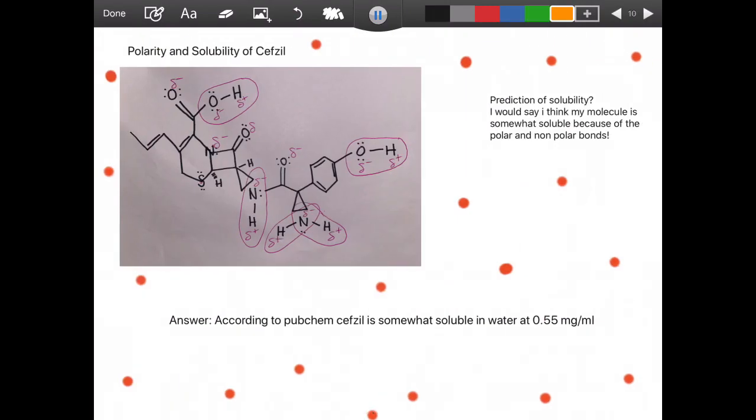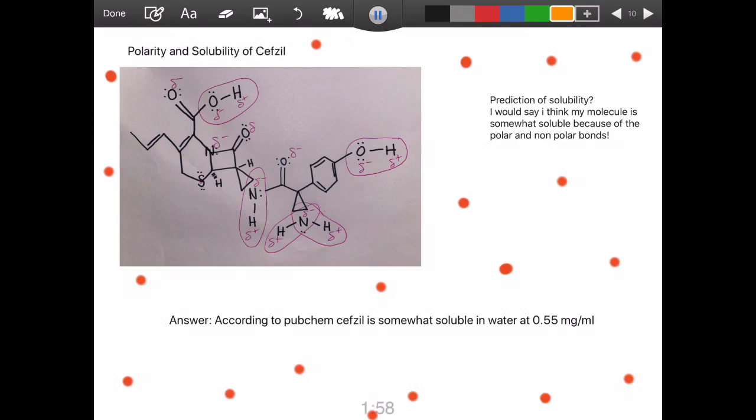Moving on, we can find the polarity and solubility of Cefzil. The polarity of Cefzil is the bonds between the O's and the N's and the H's. And so the nitrogens and the oxygens have a higher polarity than the hydrogens. So we are able to put the delta negatives on the oxygens and the nitrogens.